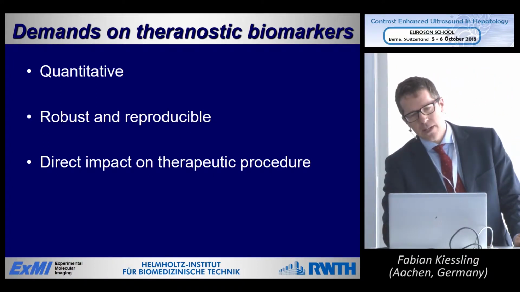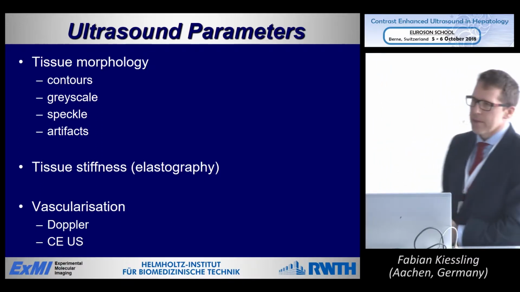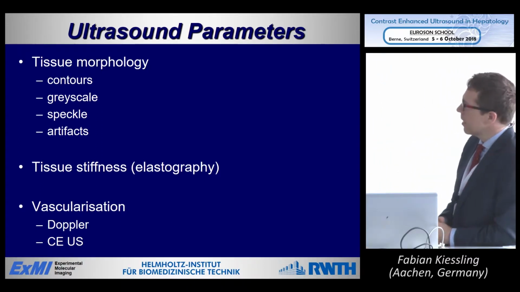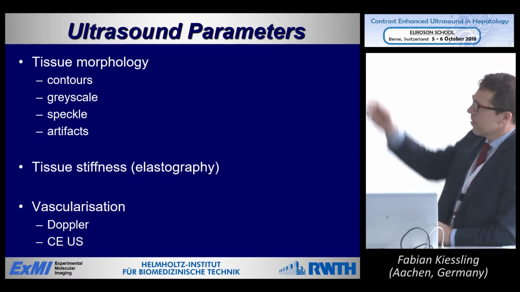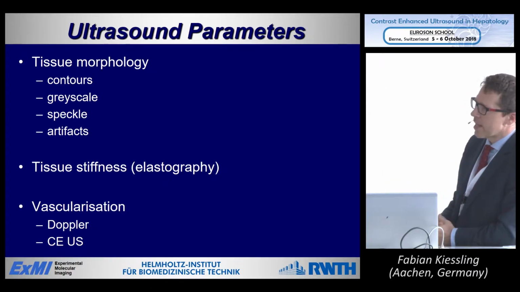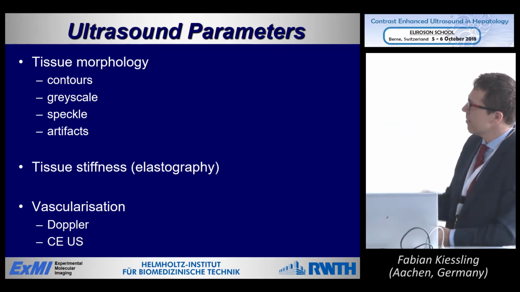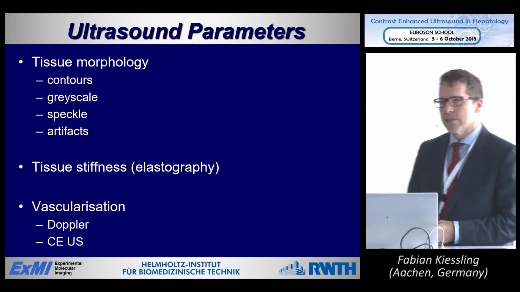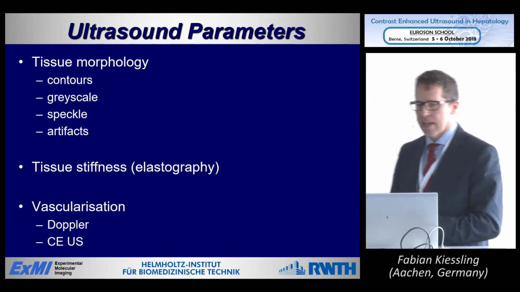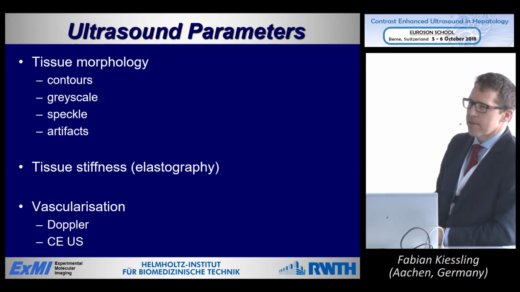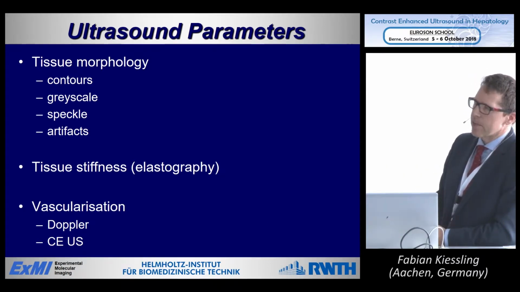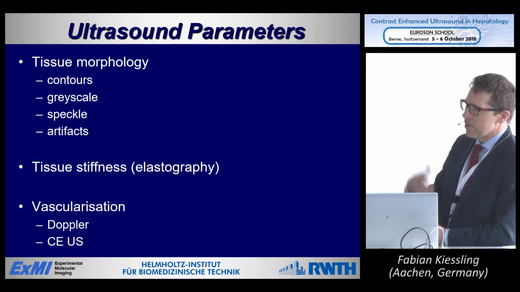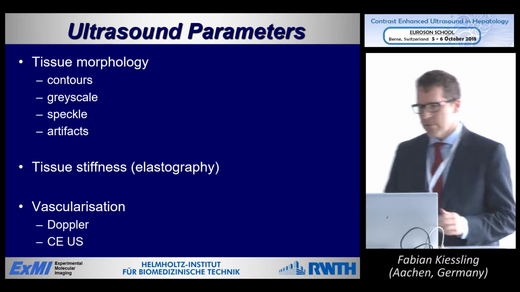If we now consider ultrasound parameters, we have quite a large variability of parameters that we can receive from ultrasound. We can characterize tissue morphology. We've already seen some nice examples about that. We can look for the contours of a lesion, at grayscale, at speckle. We can even use the artifacts of the images to improve our diagnosis. Then we have some functional methods like elastography, which is increasing in the field of liver diagnosis. And we have all the information that comes from the vascularization that we can receive either by using Doppler methods or contrast-enhanced ultrasound tools.